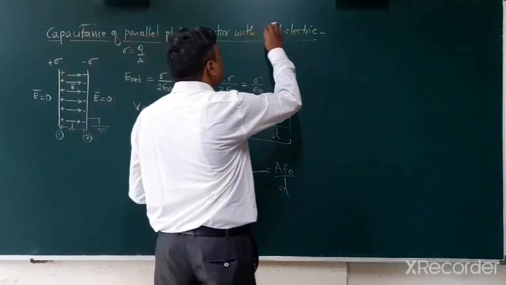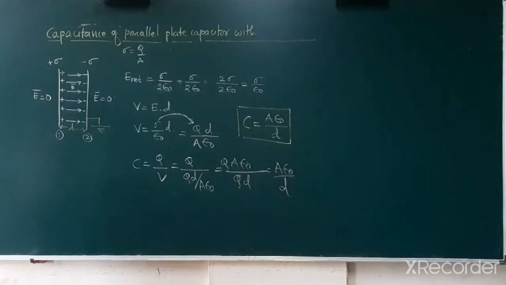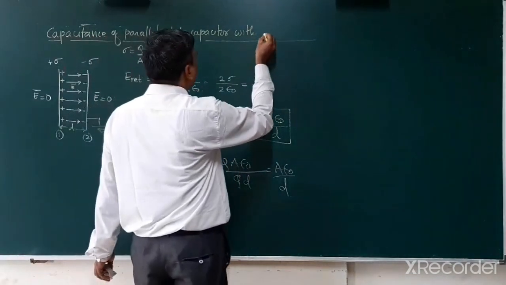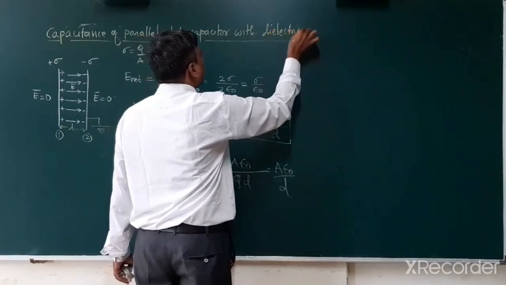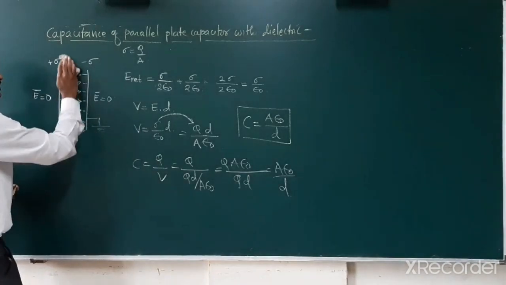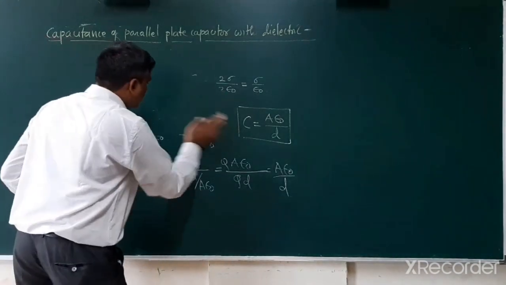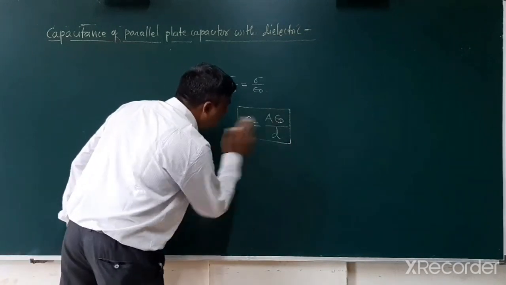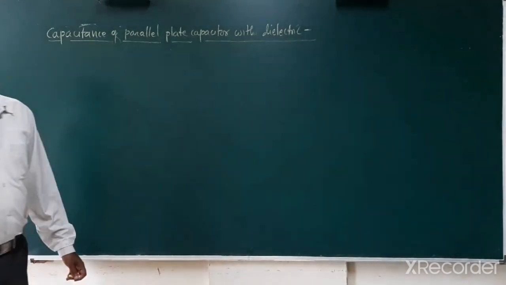Now we study the next article, that is the capacitance of a parallel plate capacitor with the dielectric. Now I am erasing this diagram and drawing the same arrangement once again. There will be a little bit of change, because we are adding the dielectric here.